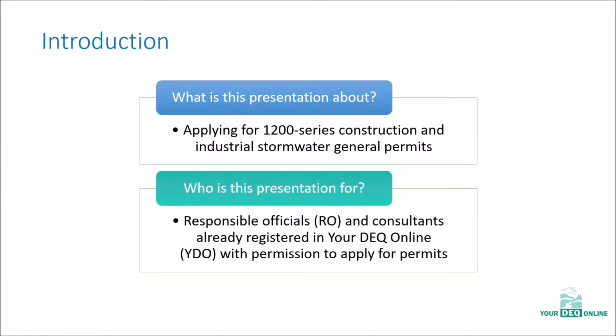If you're watching this recording, you're probably planning to apply for coverage under one of Oregon DEQ's 1200 series stormwater general permits. This presentation assumes you've already registered for an account in Your DEQ Online and that you're either a responsible official, or RO, for a facility, or a contractor linked to a facility and assigned the permission to prepare a construction stormwater or industrial stormwater general permit application.